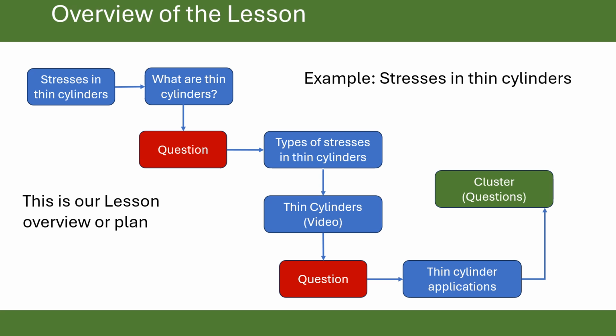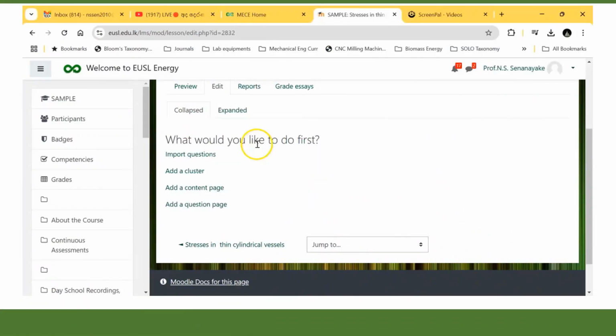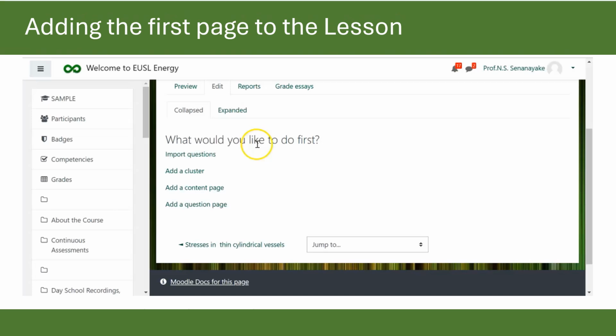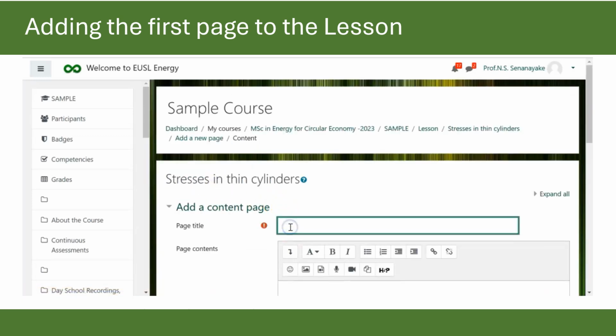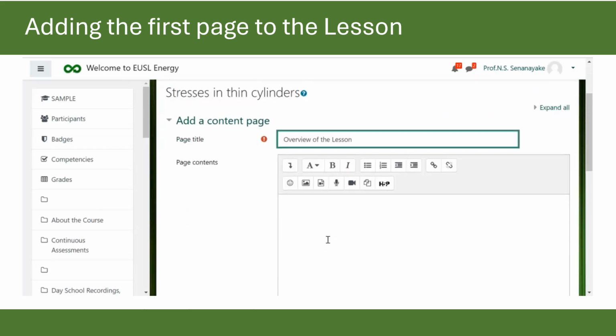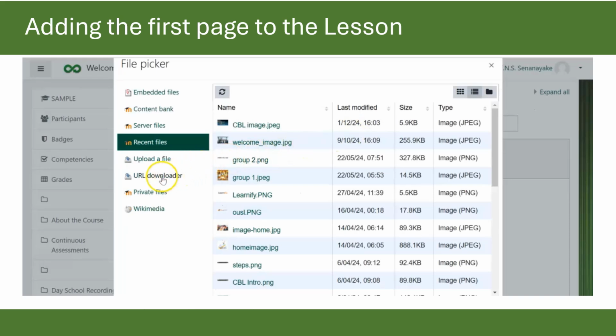Let's now learn how to add the first page to the lesson. This initial page typically includes an overview or the lesson plan, as illustrated here. In the window that appears after configuring the settings for the lesson activity, you will see various types of pages that can be added to the lesson. To start, we will add a content page. Provide a title for the page and add the required text, images, and videos in the page content area as needed. In this example, we upload the diagram of the overview of the lesson that has been prepared before.